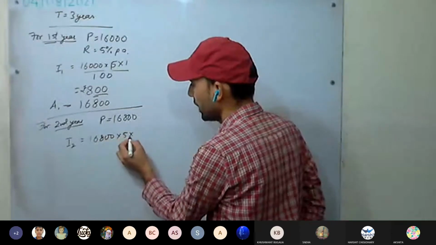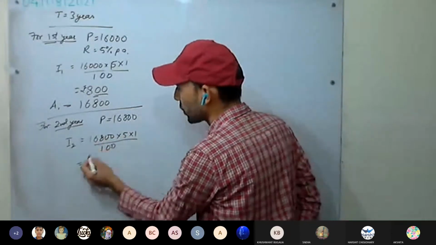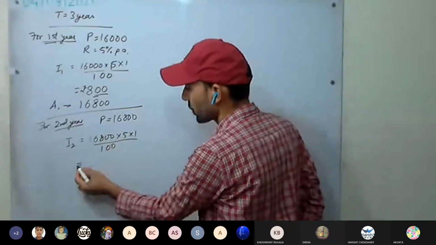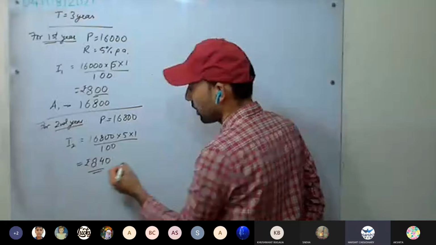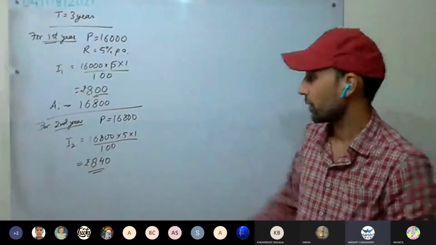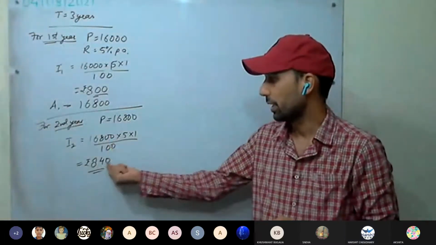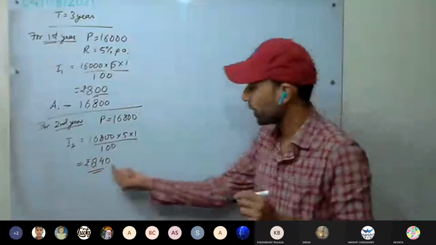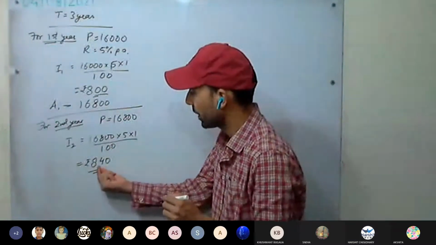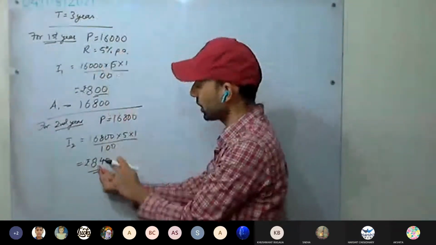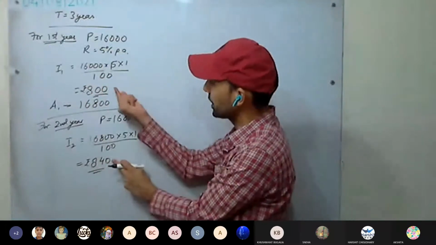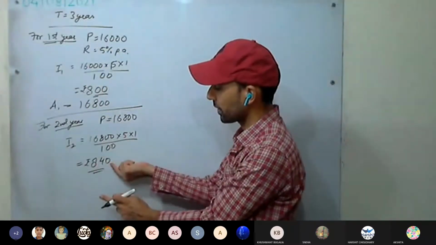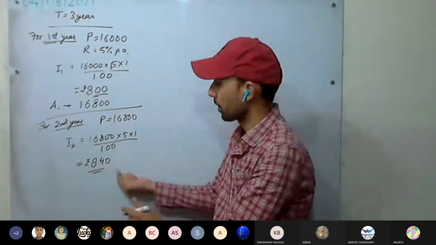16,800 into 5 into 1 divided by 100. So 168 into 5 is 840. Two zeros already got cancelled. So see here, 840 rupees. It means 800 is on the 16,000. This 40 rupees is interest on interest, interest on the 800. Therefore, we got 840. Understood?